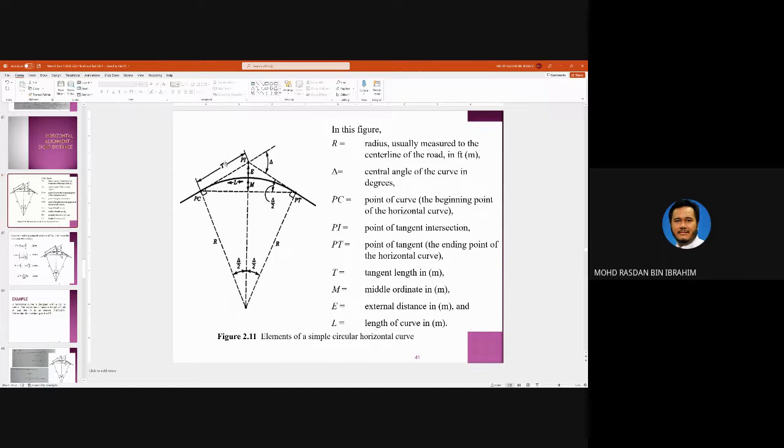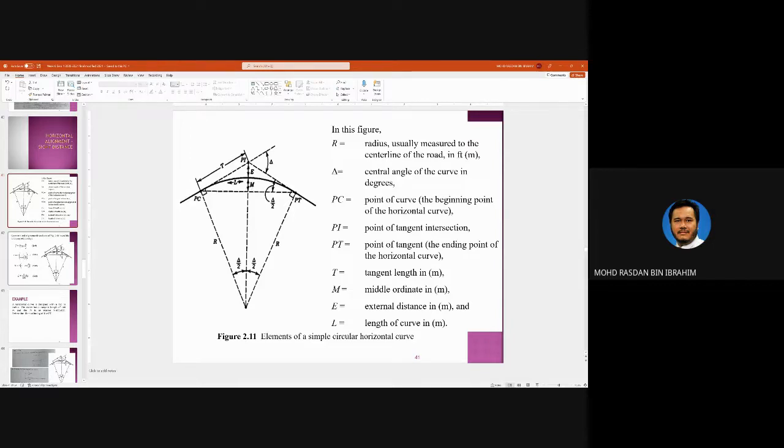The most important part here is the tangent length, L, which is the curve length, and then you have delta here, which is similar to this delta. And then you have the middle ordinate, M, and then E. The most important part here is M, the value of the middle ordinate. We do not want any obstruction within this M, the length of the M here.